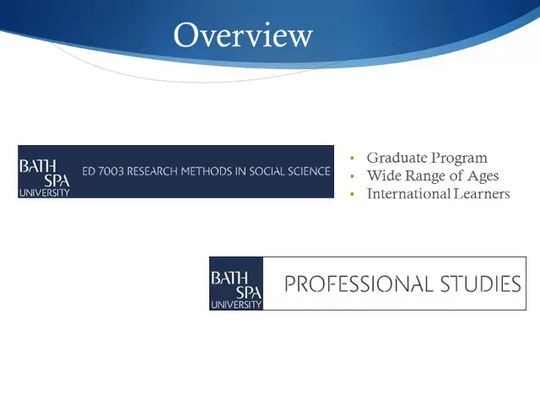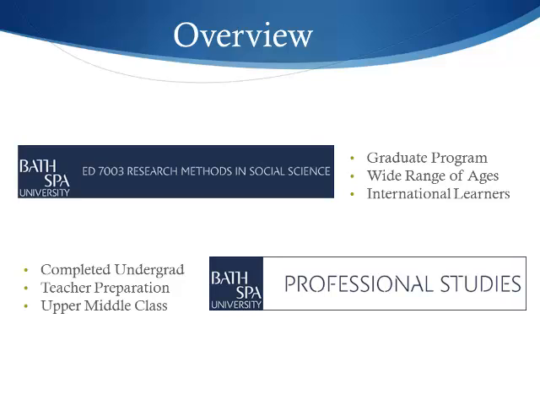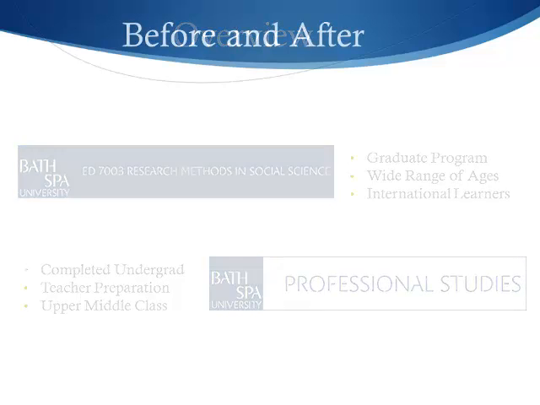The second course, Professional Studies, is for students who have completed their undergraduate degree and are in their final year of study, a program for teacher training. This group consists of predominantly upper middle class students. In order to best meet the needs of all the learners in both courses, we use the ADDIE model to guide us through the process.